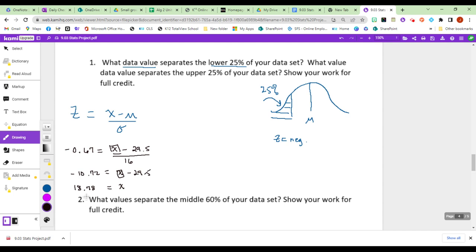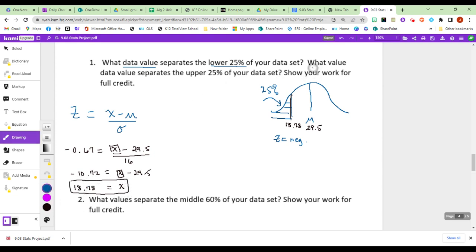Now, I didn't actually have a number in my data set that was 18.78, but this number would fall somewhere between an 18 and a 19 or an 18 and a 20. So that makes sense because think about it. We know our mean is 29.5 for my set of data, and we know we've got to go to the left. So the data value where 25% of my data would fall below that would be 18.78. All right, so that's the first part of the problem, and they are asking you to show work to get full credit.